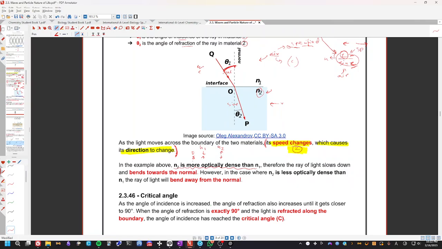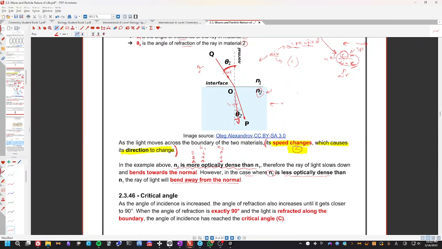So if we talk about the angle, then the angle over here, we'll keep this as up. It'll bend towards the normal. So if it bends towards the normal, then if we have this kind of line going this way, the angle will be smaller. So the angle is smaller. Okay, and then in the case where n2 is less optically dense, then it'll bend away from the normal. Okay, so this is another pretty important thing.